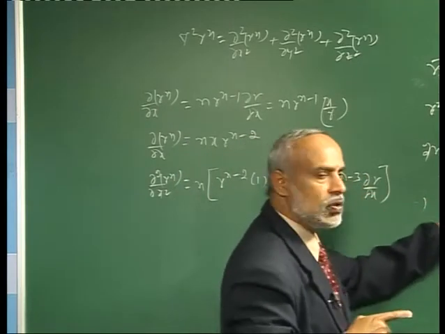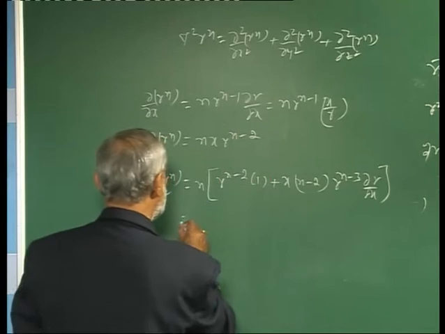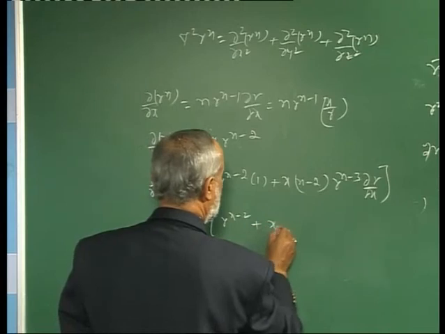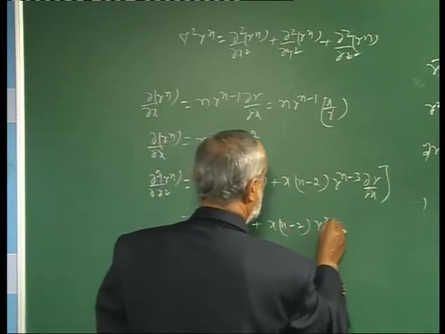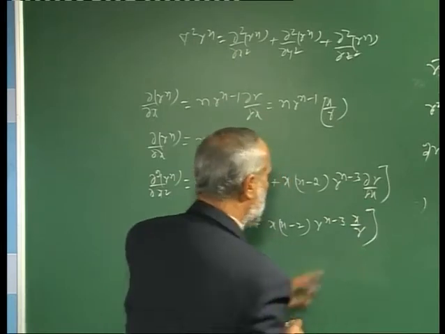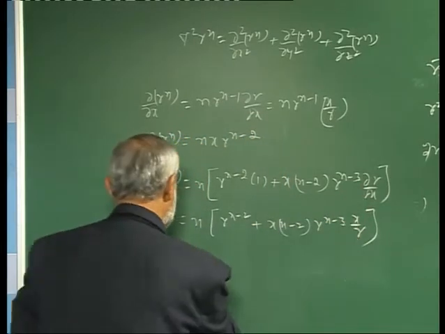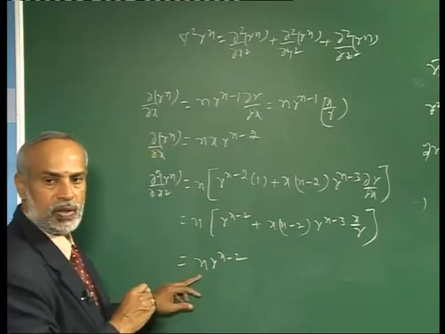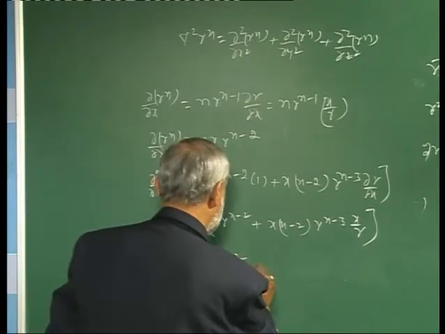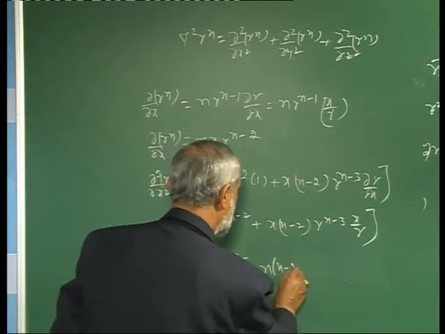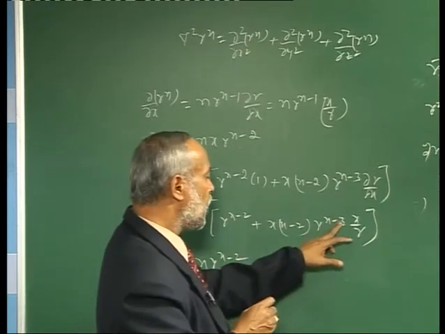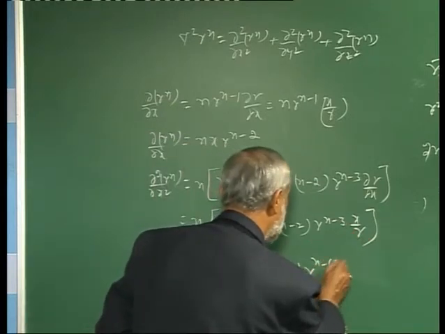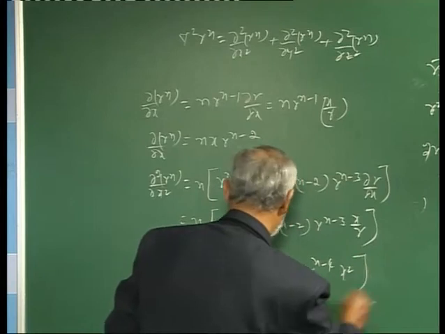Now again, you know ∂r/∂x value is x/r, you can substitute in these equations. This is equal to n r^(n-2) + x n(n-2) r^(n-3) (x/r). You can substitute in place of ∂r/∂x as x/r. This is equal to, you can multiply: n r^(n-2), then plus n(n-2), here r^(n-3), 1/r can be written as r^(-1), r^(n-4), x into x squared.